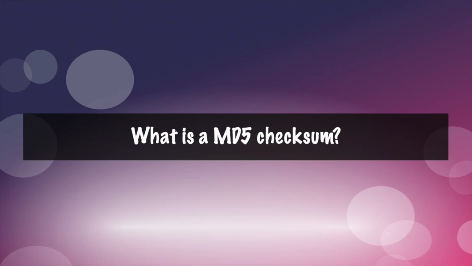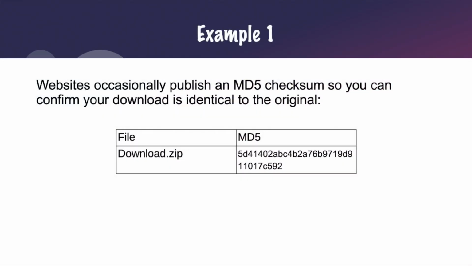What it actually does: when you run an MD5 checksum on a file, the MD5 algorithm reads all the data in the file. It converts it into a 32-character hexadecimal string, pretty much a 32-digit code called a hash, consisting of letters and numbers. See on screen for an example. This number uniquely represents the contents of a file.